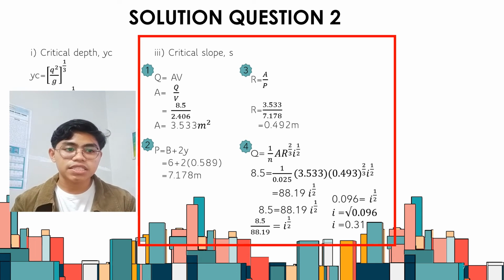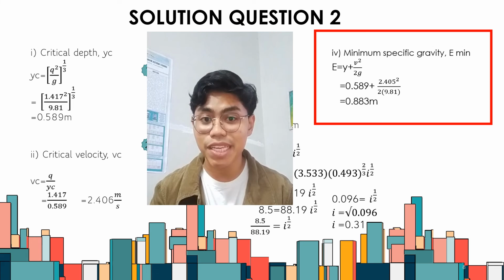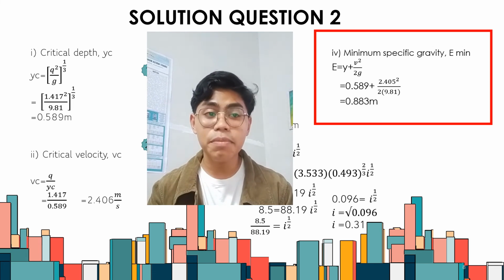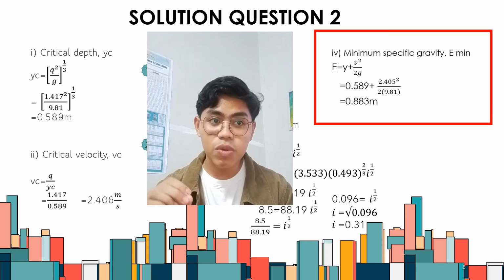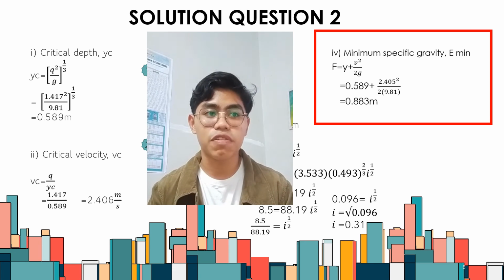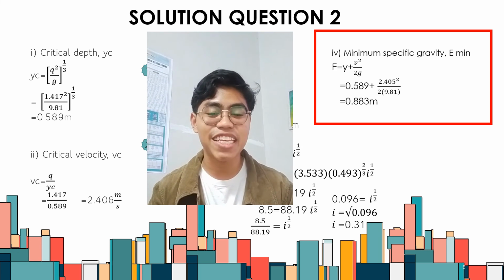Okay, now we got all the elements of the Manning equation and put all together in the equation. So we can get the answer of I equal to 0.31. Now, for the last of the questions, which is minimum specific energy, E min. Now, to get the E, use the formula of E equal to y plus v power of 2 divided by 2g, which is gravity. So put all the elements, which is 0.589 plus 2.405 power of 2 divided by 2 times 9.81, the value of the gravity. Now we can get the answer of 0.883 meter of minimum specific energy.